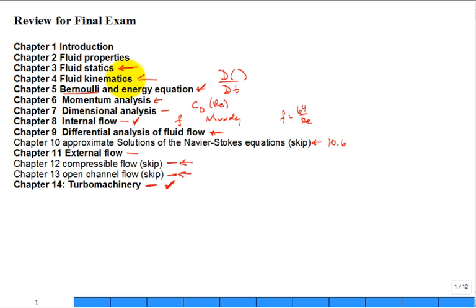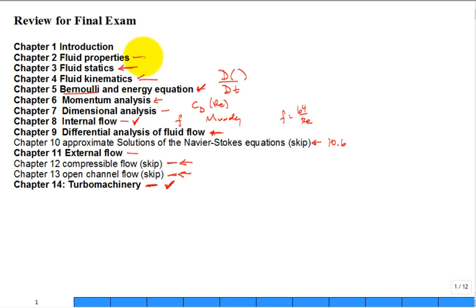Okay, a lot of things in statics, fluid forces on surfaces, whether they're planar, whether they're curved, how far they're submerged. We should be able to handle that. Talk about the center of pressure and also the centroid of an area that's submerged.